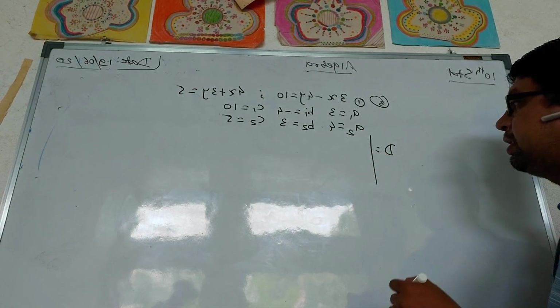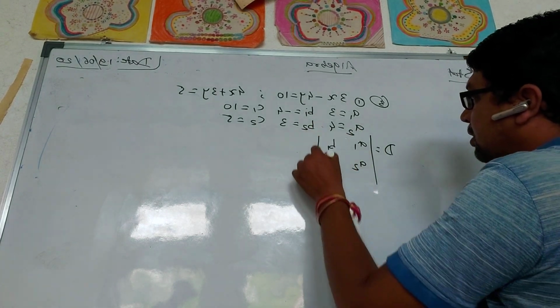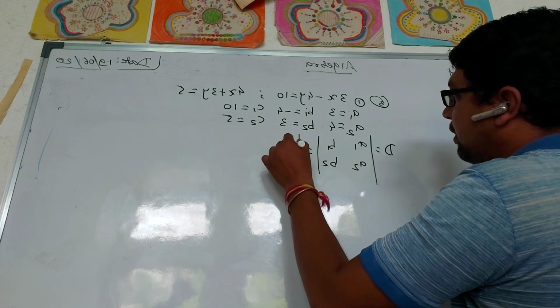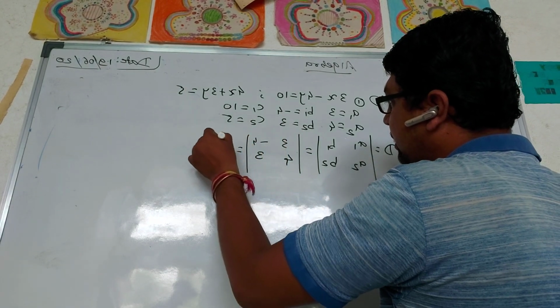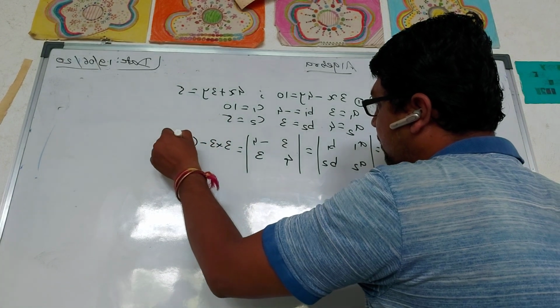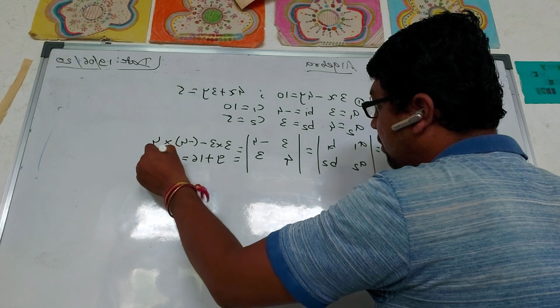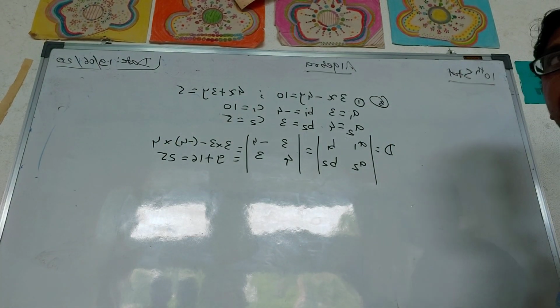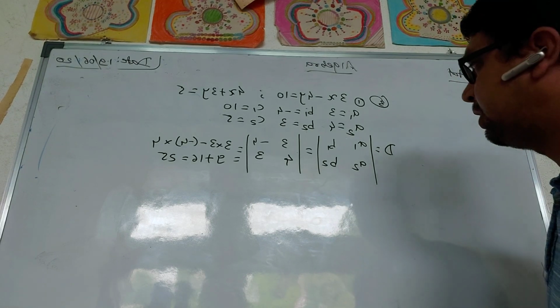First of all, find D, which is a1 a2 b1 b2. Substitute the values here: 3, 4, minus 4 and 3. Cross multiply. 3 into 3 is 9, minus minus is positive, 4 into 4 is 16. So 9 plus 16 will be 25.